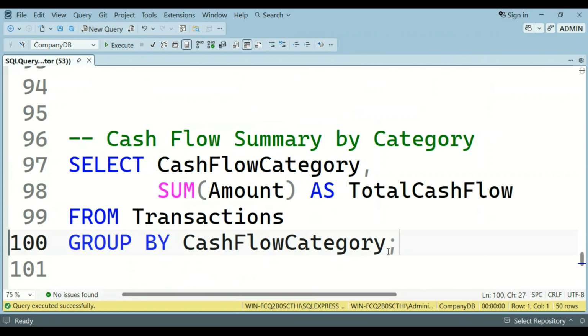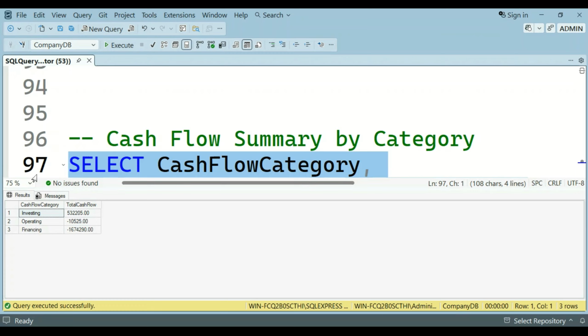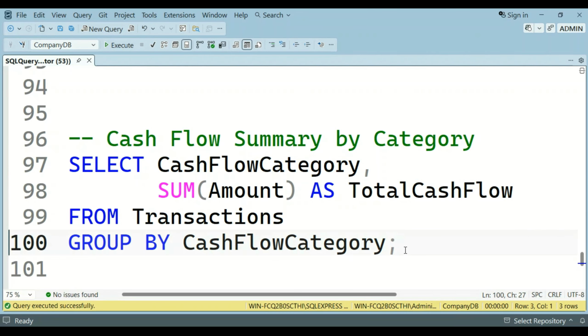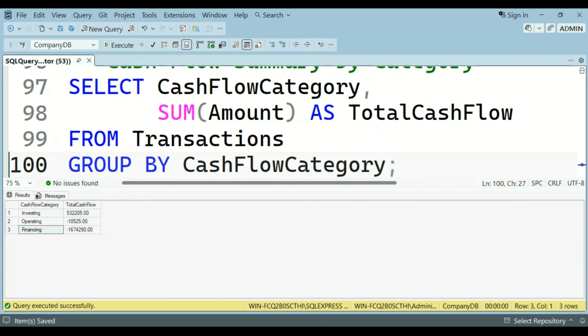Query number 6. What is total cash flow by category? Grouping by cash flow category summarizes operating, investing, and financing activities. This resembles a simplified cash flow statement. This helps accountants understand how cash moves within the business, whether operations are generating enough funds or financing activities.